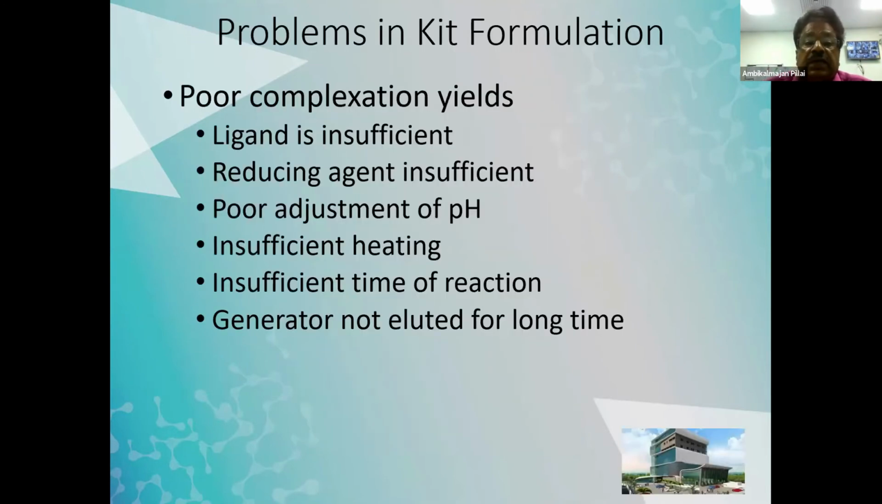Now, when we are formulating it, there could be a lot of problems in kit formulation. What happens if the kit is formulated badly? We are going to have a very bad image. There will be a poor complexation yield. After the imaging is over, when the doctor looks at the nuclear medicine image, he will say that there is some problem. So what could be the problem? The problem could be that the ligand is insufficient. They say, okay, I have put 20 milligram of MDP in it. If that 20 milligram is not there, if there is only 5 milligram or less than that, it will not work.